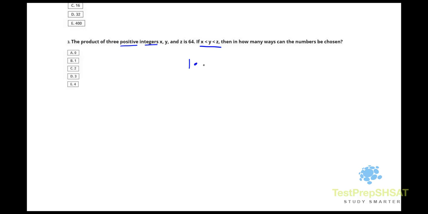So if I had 1, the next one can't be 1 again. It's got to be a different factor. 2, the next higher one. And then I know that last one has to be 32 to equal 64. Okay? So that's one option that works for us.